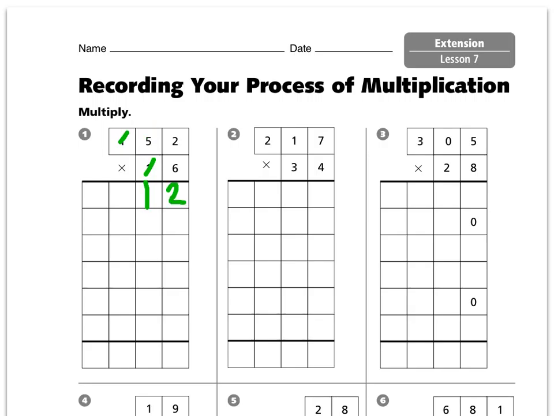Now you have 6 times 50. So the 2 becomes a 0. So 6 times 50, 6 times 5 is 30 plus another 0. Now you're going to have the 1, but the 5 becomes a 0. You have 6 times 100, and 6 times 1 is 6 plus 2 zeros.